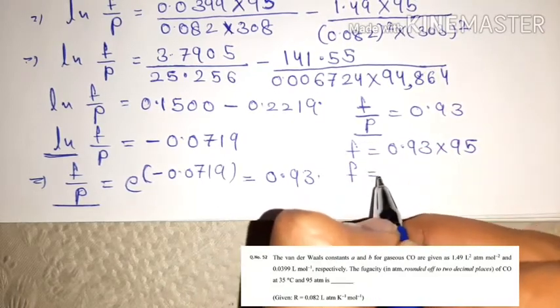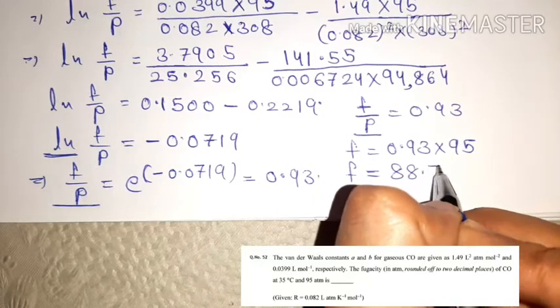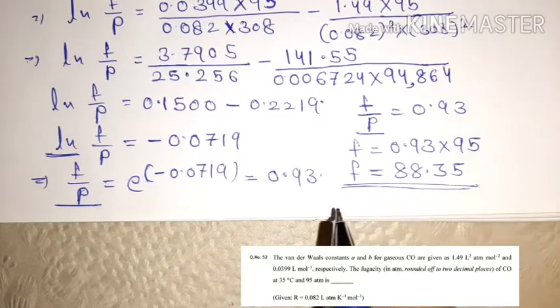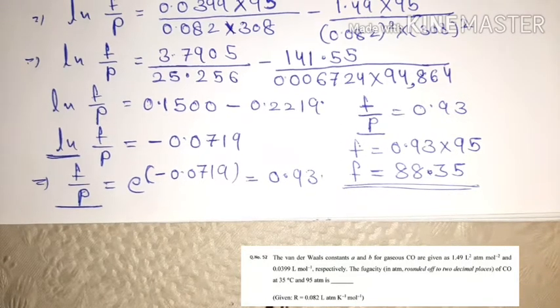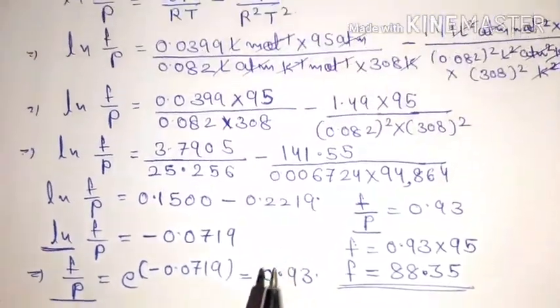So ultimately the value of fugacity will be 88.35 atm. The value of fugacity is 88.35 atm, and this is a numerical answer type question, so you can put the value 88.35. So this is the solution of this question. You can see once again.